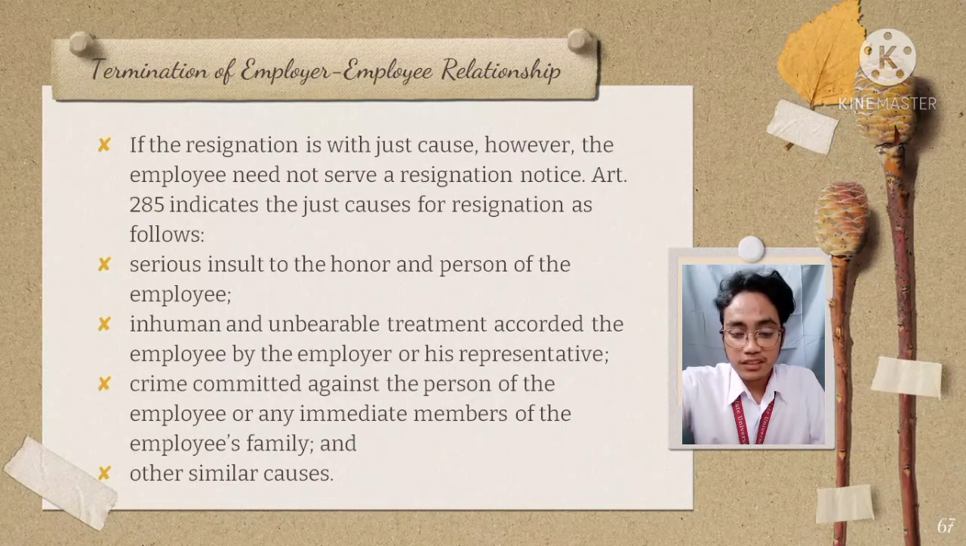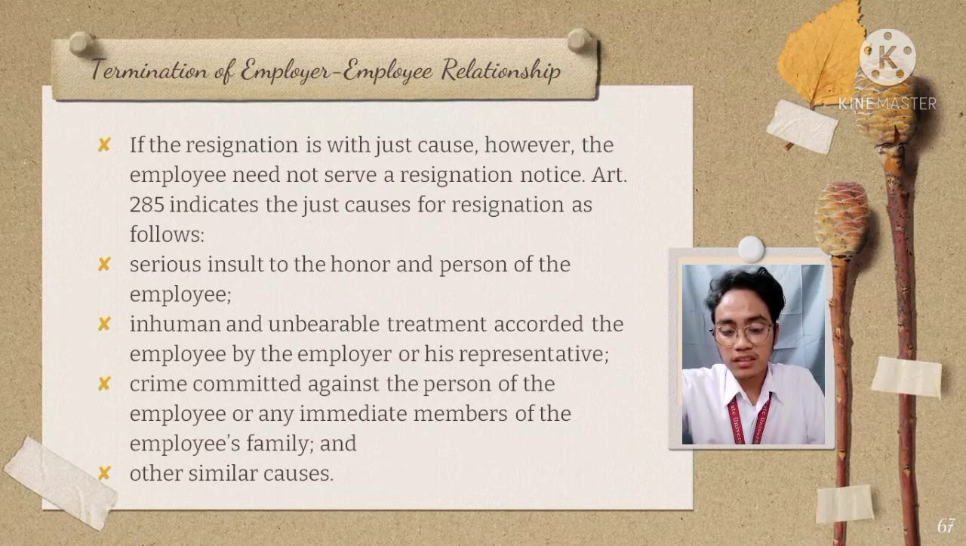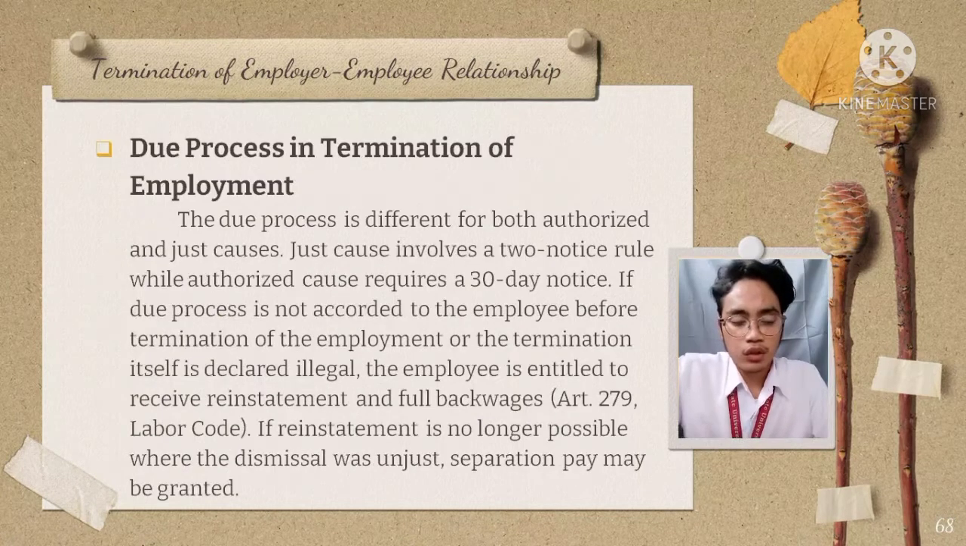If the resignation is with just cause, however, the employee need not serve a resignation notice. Act 285 indicates the just causes for resignation as follows. O yon, ito na yon. Serious insult to the honor and person of the employee. Then, inhuman and unbearable treatment accorded the employee by the employer or his representative. O, so yun din. Crime committed against the person of the employee or any immediate members of the employee's family and other similar causes.